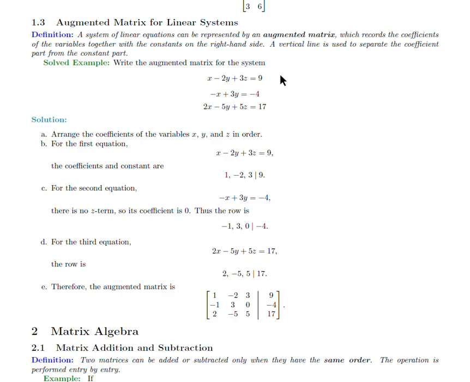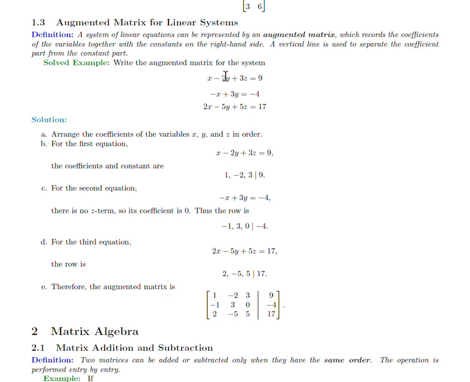So equation 1 will represent row 1 in our augmented matrix. What is the coefficient of our first variable? x is 1. The second coefficient, for y, is -2, and for z, 3. The constant on the right hand side, as we read in the definition of an augmented matrix, will be on the other side, 9, and you separate it with a vertical line like that.